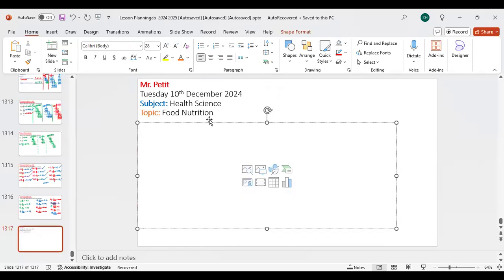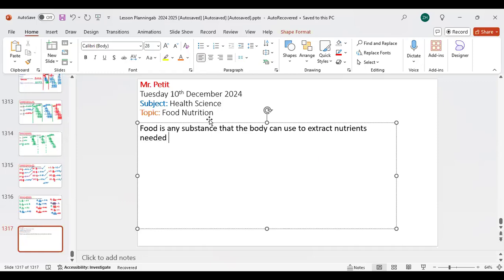Okay, so we're gonna be doing what's in the food. So why do we eat food? Why do we eat? I'm hungry. So it can help us be strong. Because you're hungry? No, that's not why we eat food. Or what should be the reason why we eat food? For nutrients. All right, so food is any substance that the body can use to extract the nutrients needed for the body to function. All right, so why do we eat food? We eat food for what?